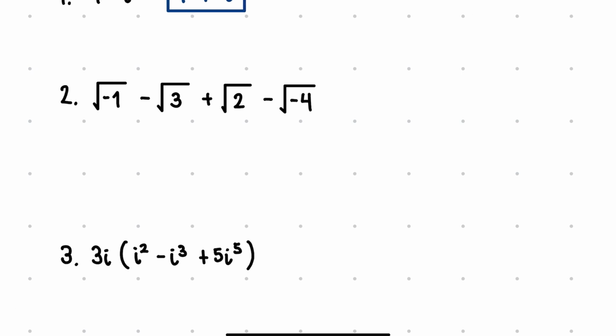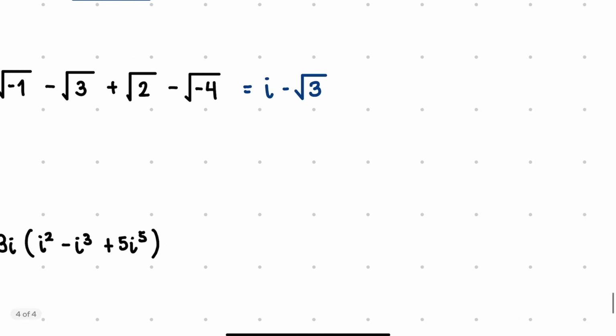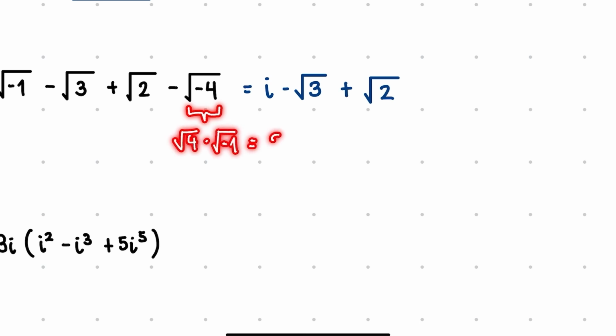So we have square root of -1 minus square root of 3 plus square root of 2 minus negative square root of 4. So this one, just recall that whenever you see a square root of -1, that simply means i. So in this case, we'll have here i minus square root of 3 plus square root of 2. And then for the last one, take note that this one can be viewed as square root of 4 times square root of -1. Square root of 4 simplifies to 2, and square root of -1 simplifies to i. So we get here plus 2i.